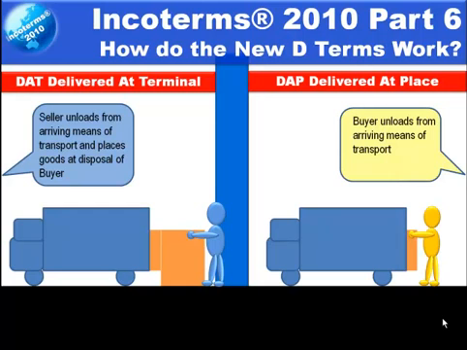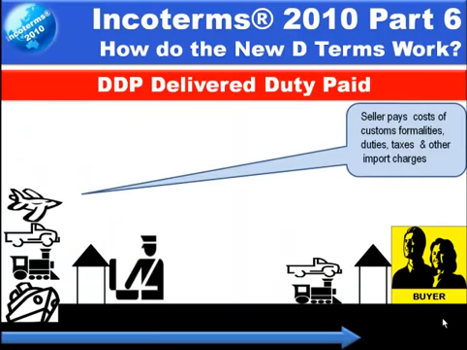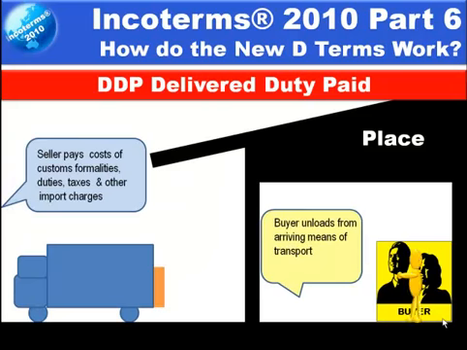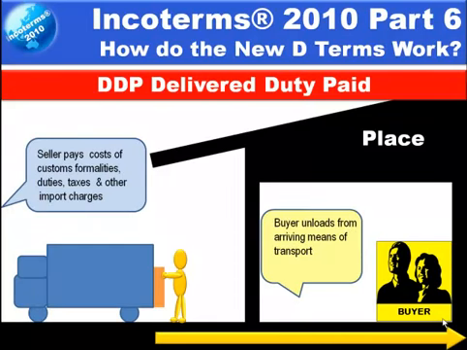The other D term is DDP, delivered duty paid. It is basically the same as in Incoterms 2000 rules, in that the seller delivers the goods to the agreed place but does not unload goods. Importantly, the seller also is required to pay all duties and taxes applicable in the buyer's country. So that covers the 5 major changes with Incoterms 2010.